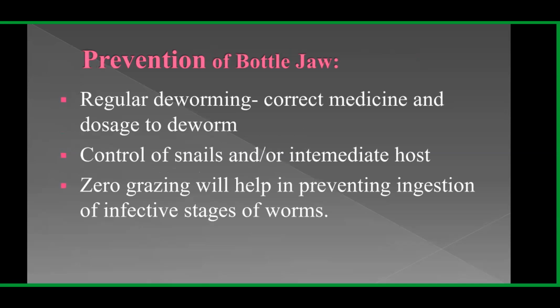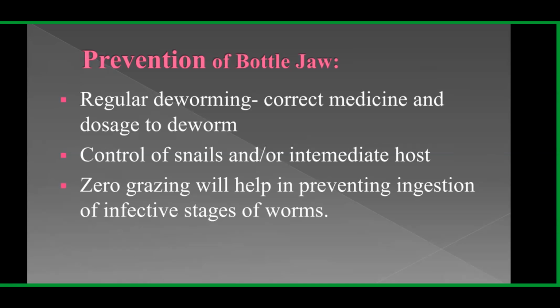Now, how to prevent bottle jaw condition? Regular deworming is very, very important. And regular deworming with the correct medicine and in the correct dose rate, because many times the dose rate is not proper, it is underdosed, and then this will cause resistance in the worm. In subsequent times, if we give the dewormer, the worms will not be acted upon by the drug. So this is one of the important major problems in controlling the worms.